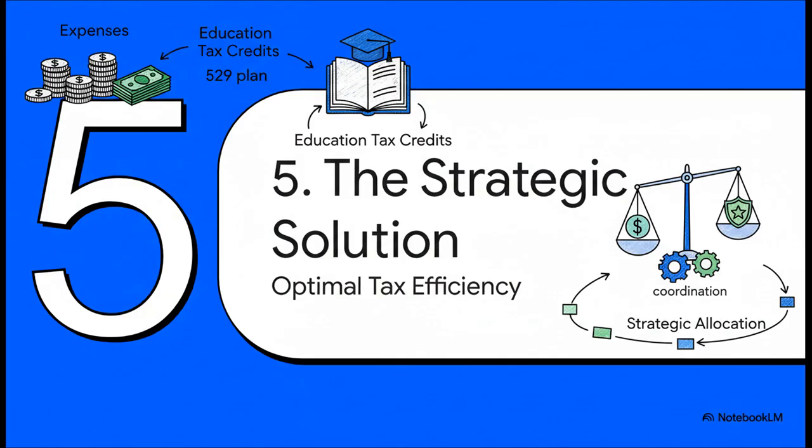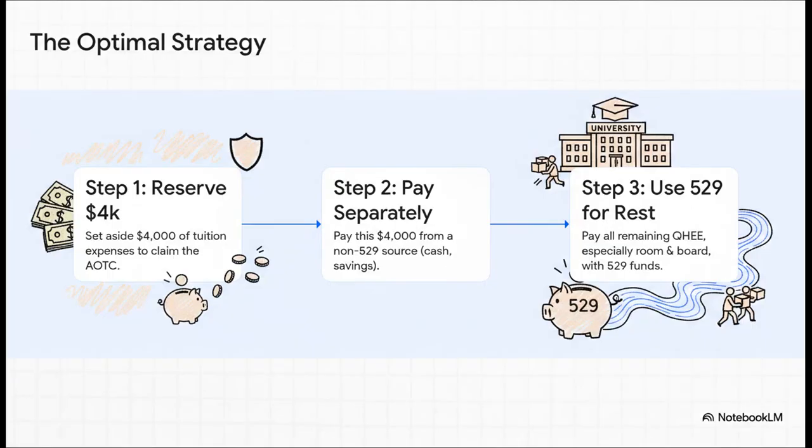Okay, so now that we know exactly how the trap is sprung, the big question is, how in the world do we avoid it? Well, the solution isn't about giving up one of these great benefits. It's all about a simple but really powerful strategy for how you allocate your expenses and where the money comes from. The best way to think about this is as an optimization problem.